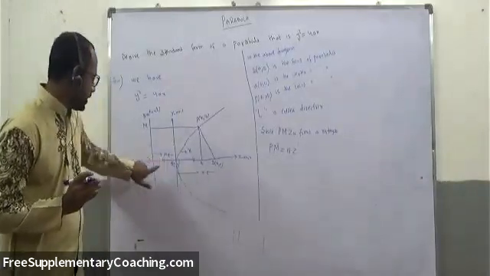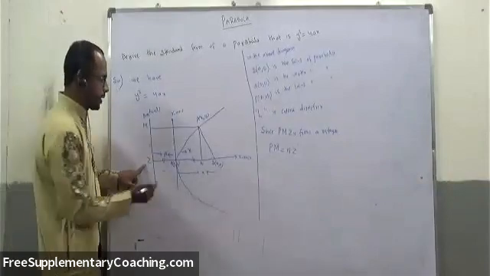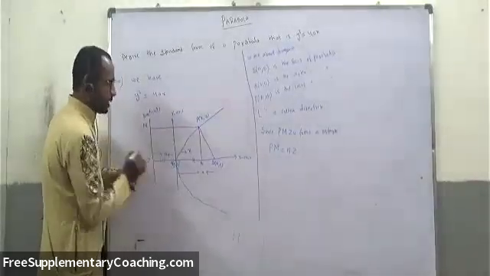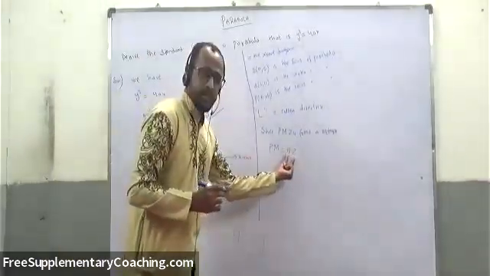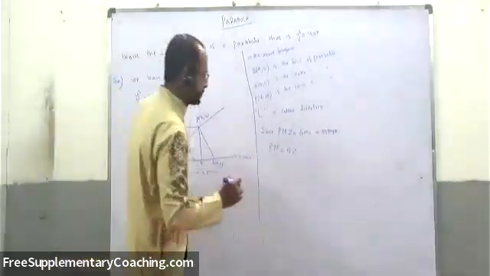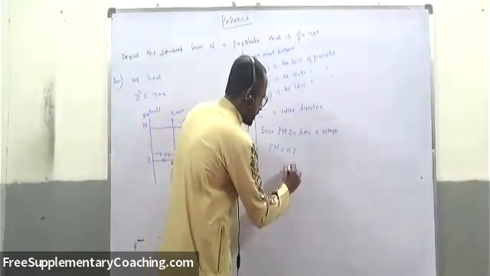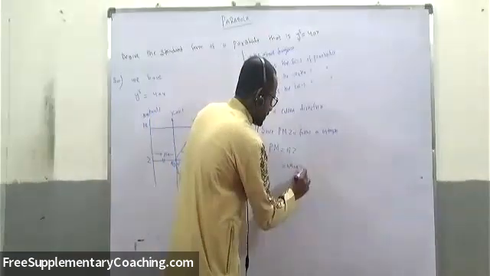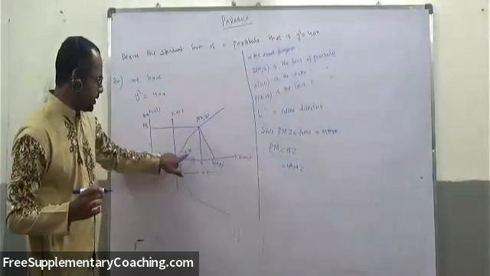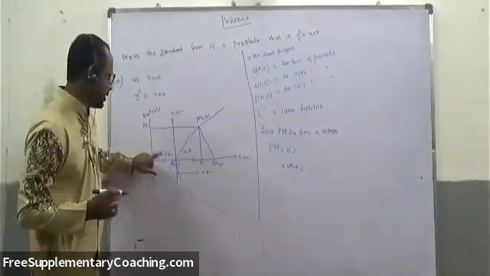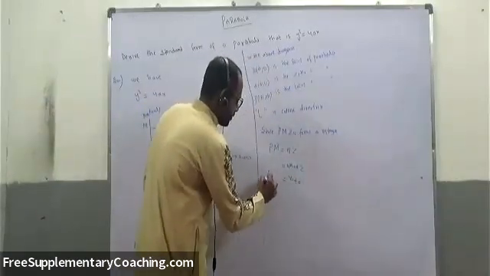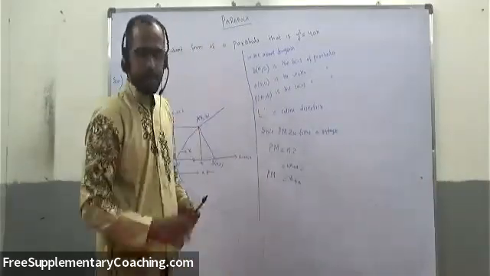Here N and Z is there. From N to A is x1 and A to Z is A. So this NZ I can write NA plus AZ. What is NA? NA is x1 and AZ is A. So I can write this as x1 plus A. So this PM I can write as x1 plus A.